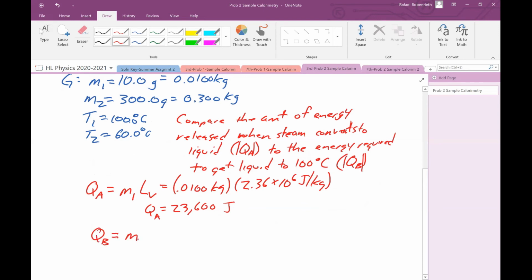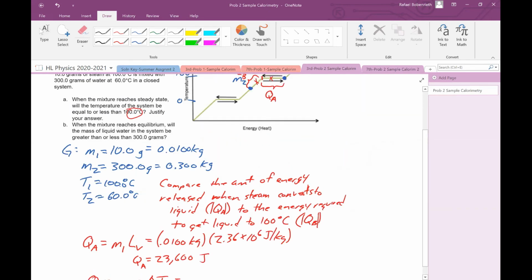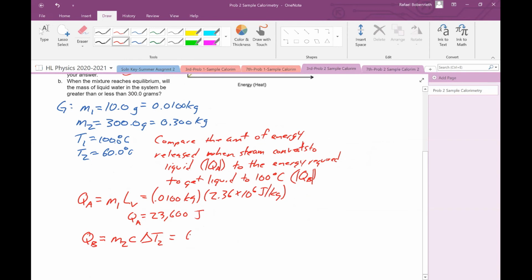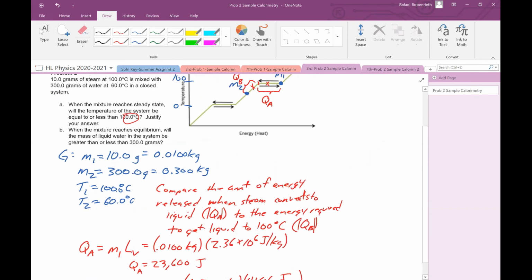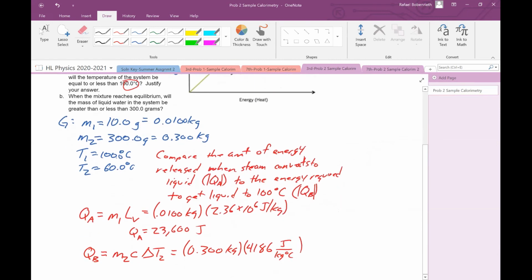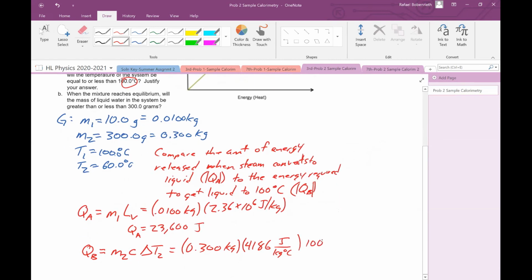QB is going to be mass 2 C times the change in temperature for it to get to 100 degrees, right? Because we are at that other spot in the phase change diagram. Okay, so mass 2 is 0.300 kilograms. The C is 4186 joules per kilogram degrees Celsius. That's that reference value from that table. And the delta T is, the final would be 100, and the initial is 60.